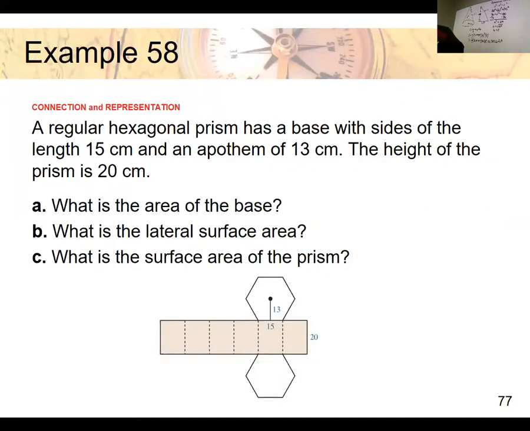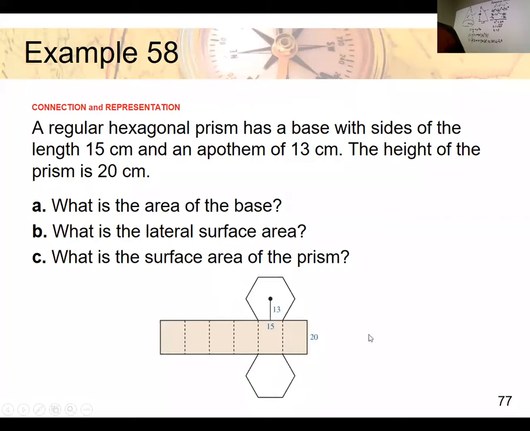So here's a hexagonal prism that has a base with sides of length 15 centimeters and an apothem of 13 centimeters. And the height of the prism is 20 centimeters, as indicated in this illustration. So we have a hexagonal prism. The hexagons are on the top and the bottom, and it's the flat surface here when you break it apart.